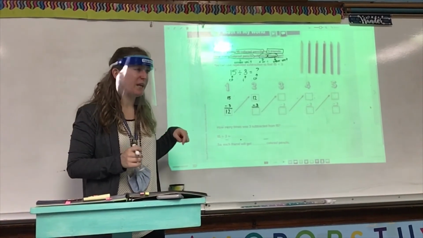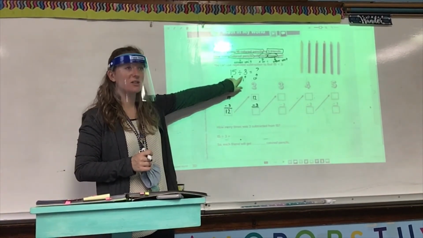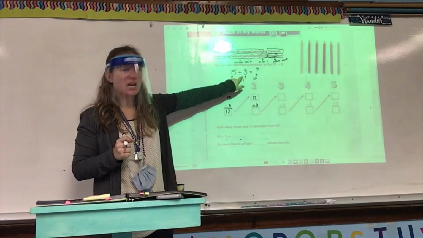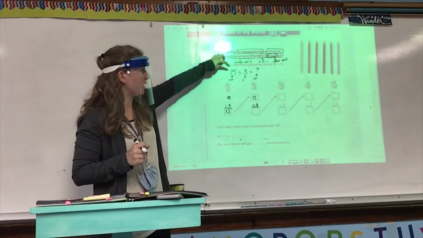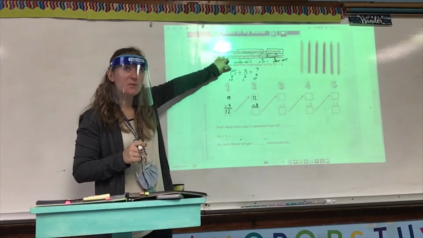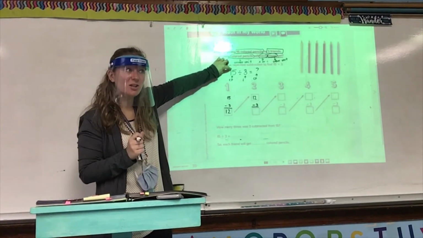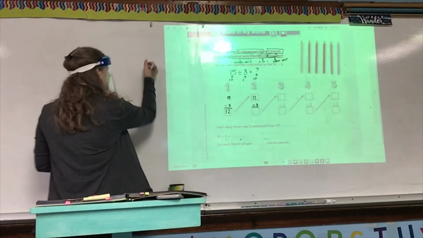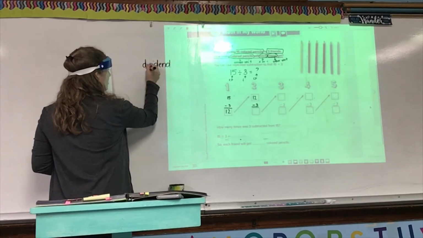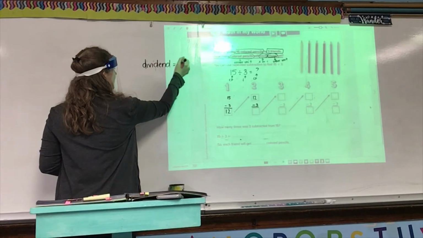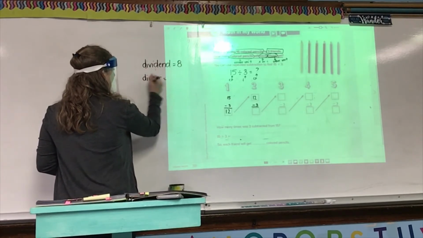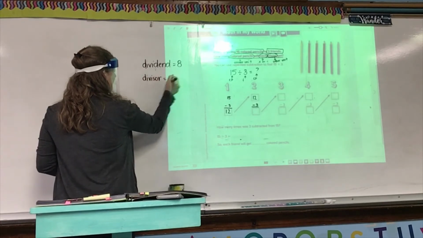You are never going to subtract anything other than 3 when you get 15 minus 3. Anytime you're doing repeated subtraction, you're subtracting your divisor each time. Remember the pieces of a division problem. The largest number, the number at the beginning, is the dividend. It's also the biggest number. It's also the longest word. Dividend has 1, 2, 3, 4, 5, 6, 7, 8 letters. Divisor has 1, 2, 3, 4, 5, 6, 7 letters.